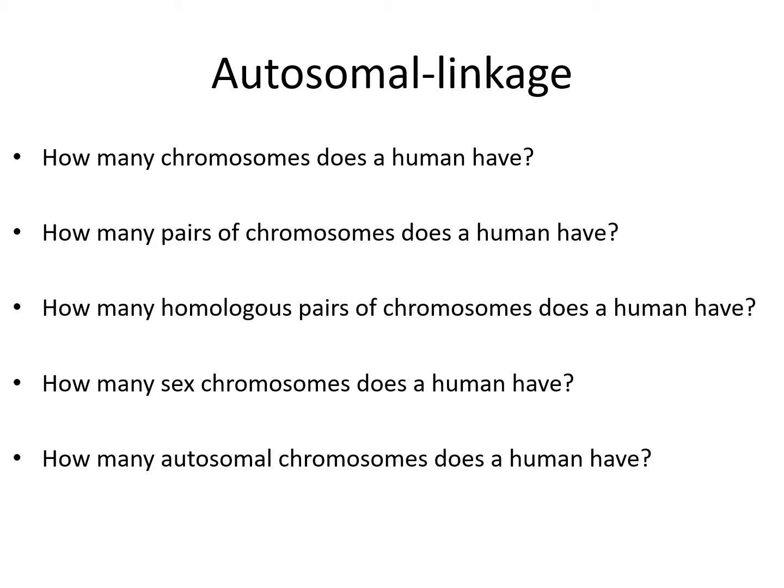So question 1, how many chromosomes does a human have? Well, the human has 46 chromosomes. How many pairs of chromosomes? Well, 46 is 23 pairs. How many homologous pairs of chromosomes does a human have?